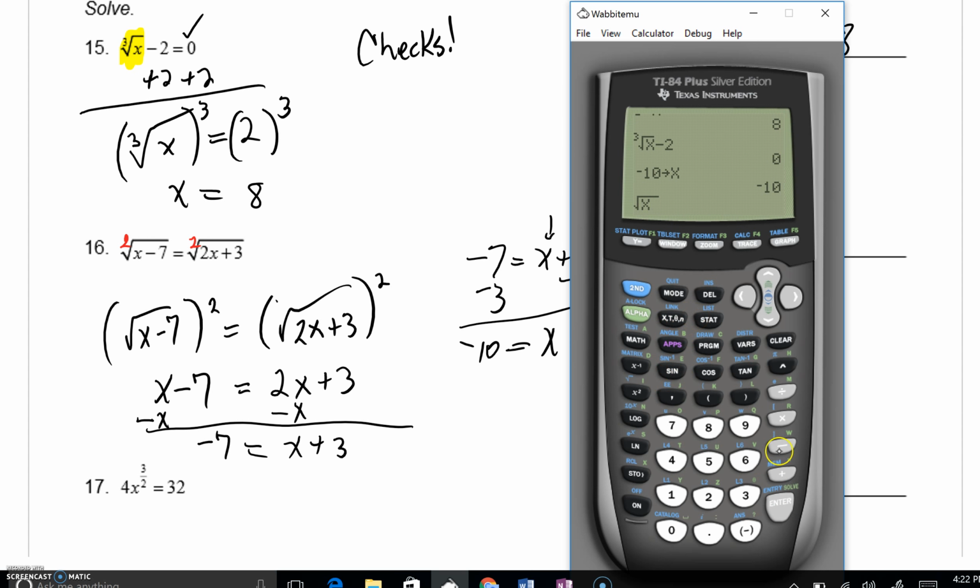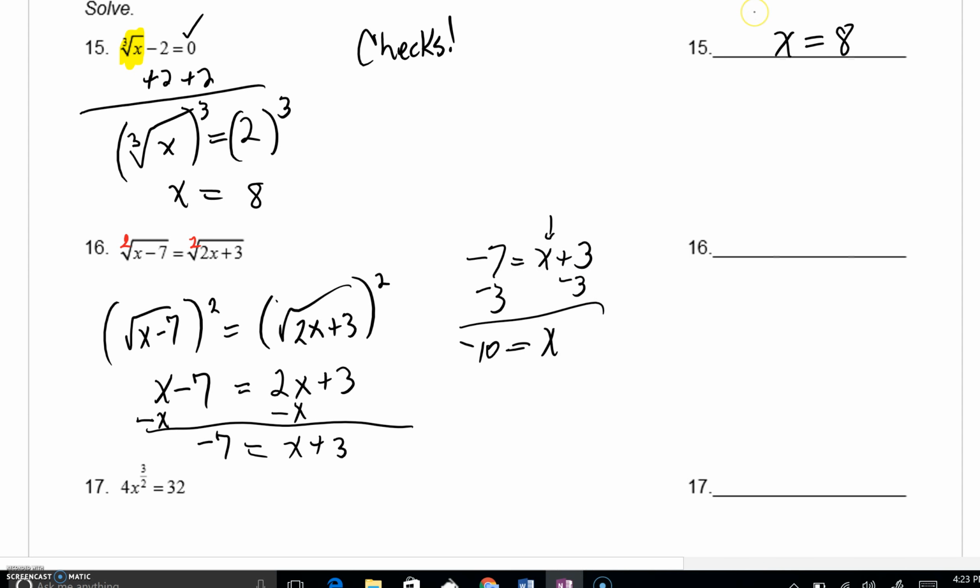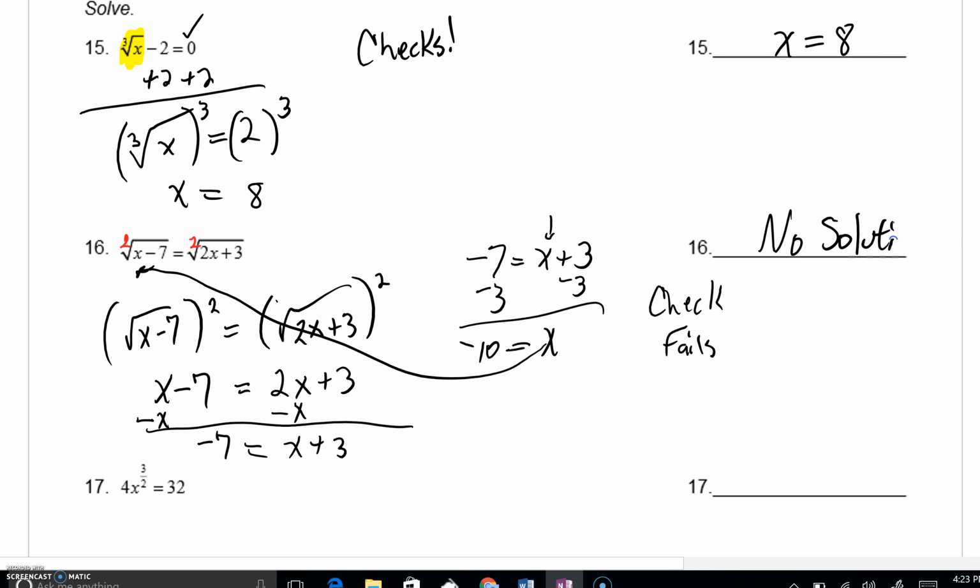We'd get the square root of x minus 7. You'll quickly see you're not allowed to even plug in a negative 10 here. Why? Negative 10 minus 7 is negative 17. You'd have a square root of a negative number. The check fails. What does that mean? You have no solution, and we are done.